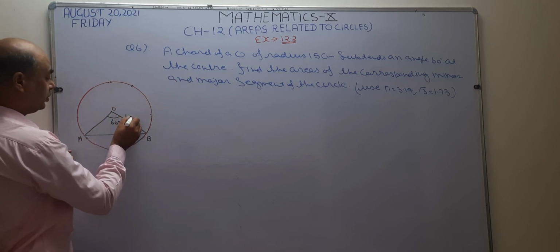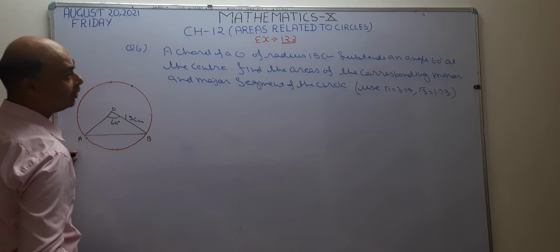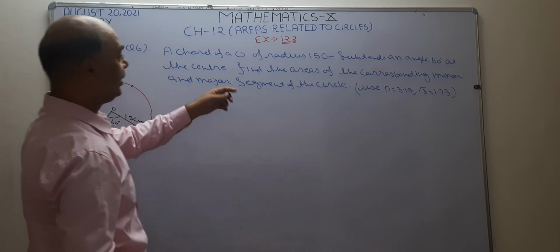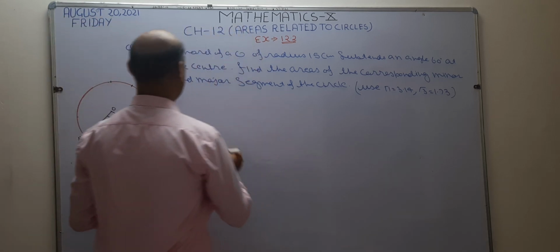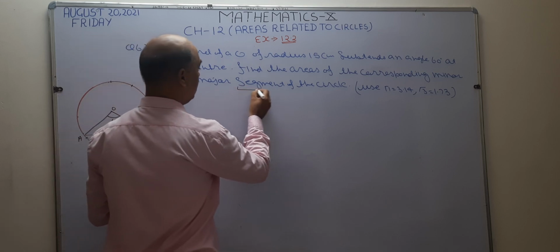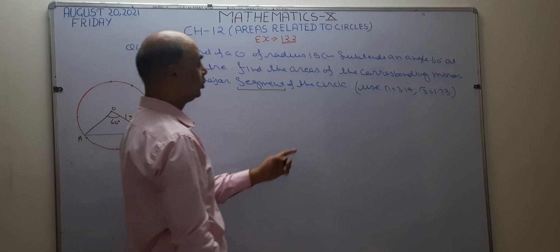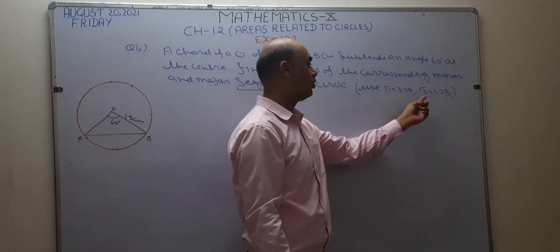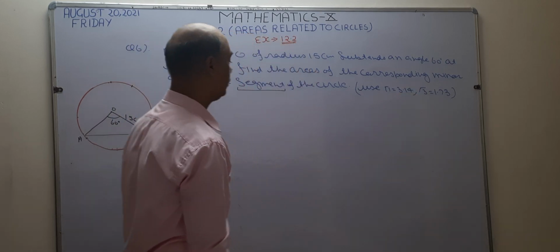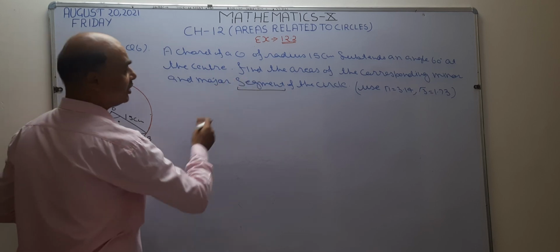Radius of this circle is given, 15 centimeter. Angle becomes 60 degree. Find the area of the corresponding minor and major segment. In this question, we are going to find the area of minor segment and major segment both. Use pi equal to 3.14 and root 3 equal to 1.73. So we are going to start with minor segment.